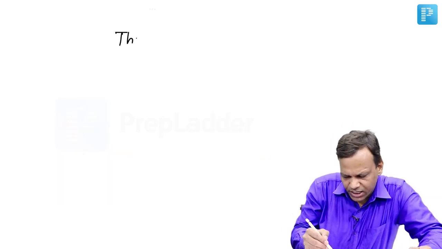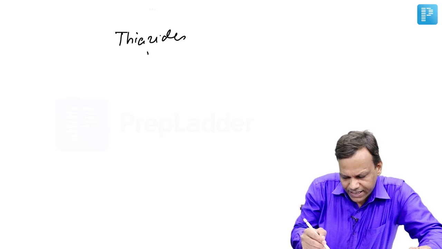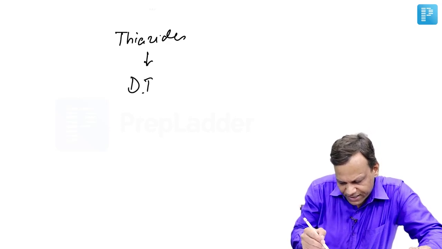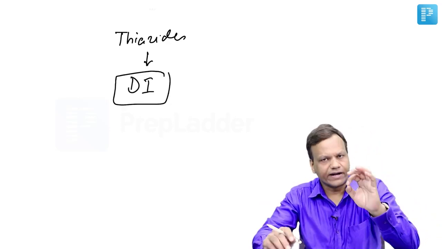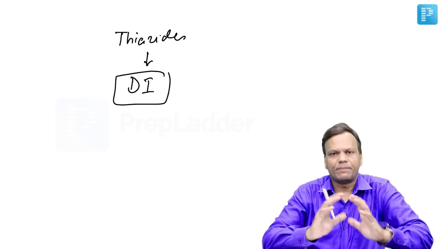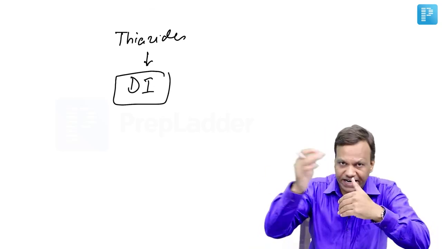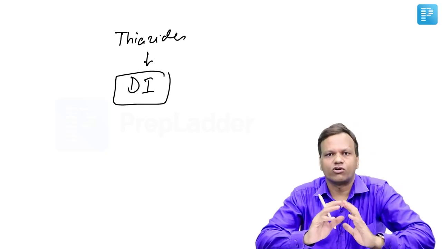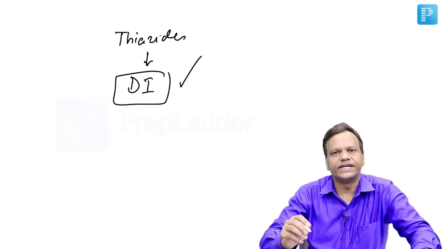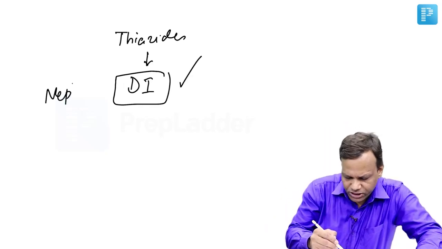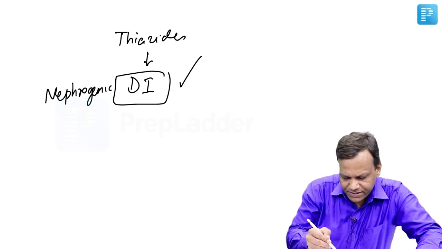Now, apart from these, thiazides have paradoxical uses. Thiazides can be used for treatment of diabetes insipidus. In fact, they are the drug of choice for nephrogenic diabetes insipidus. That means the ADH is coming, but it is not able to work on the kidney. Then thiazides will be the drug of choice for nephrogenic diabetes insipidus.